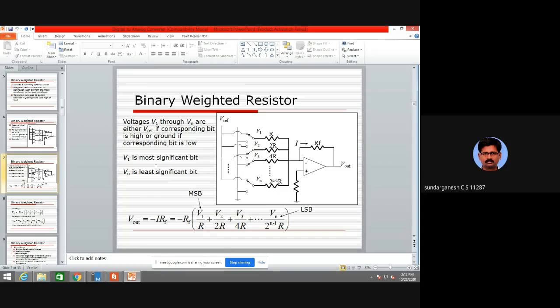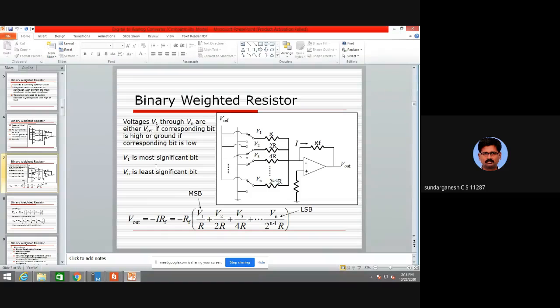So voltages V1 to Vn are either V reference or ground, depending on whether the corresponding bit is high or low. V1 is the most significant bit, and Vn is the least significant. The formula for this binary weighted resistor is V out equals minus I RF, where RF is the feedback resistor. So I, the current, we have to find out. So the current is equal to the total.